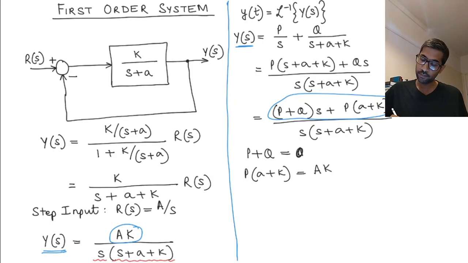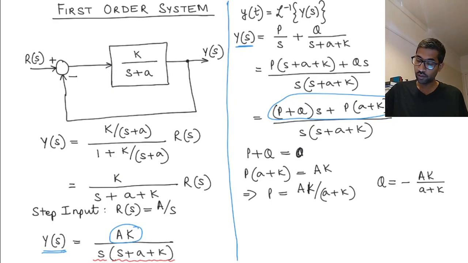Now this gives me P equal to A K over (a plus K), and I get Q equal to minus A K over (a plus K). So I know the values of P and Q in this equation. Now, if I know the values of P and Q, I can get y of t. How do I get y of t?